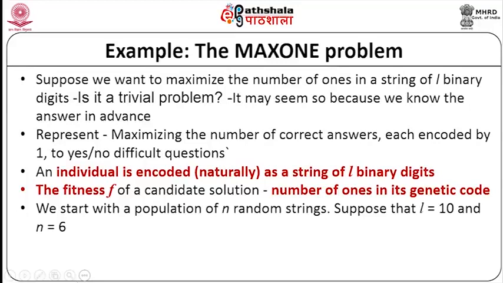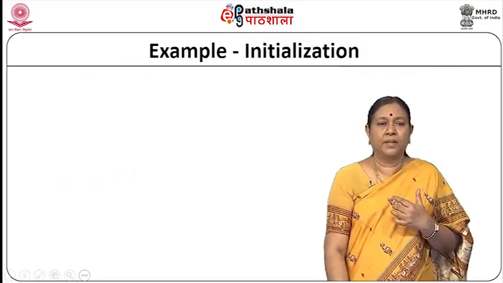And we start with a population of N random strings. Suppose that L is equal to 10, that is the number of binary digits, and N is equal to 6. So, starting with a population of 6. 6 is very few, but just to illustrate the example, and the 6 are generated randomly.